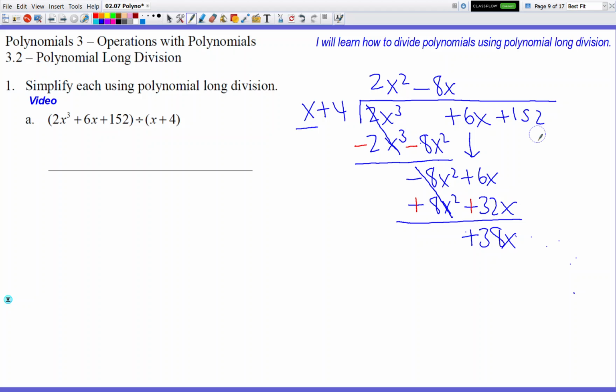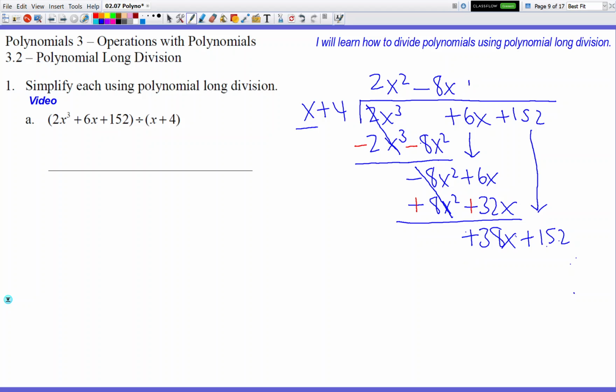So now let's start round 3. Round 3 starts with dropping down the positive 152, and then I start this process all over again. So now I have a different focus. In round 1, my focus was create 2x cubed. In round 2, my focus was create negative 8x squared. In round 3, my focus is going to be turn x into 38x. And how does that happen? Well, I got to give them a 38. Well, I got to give them a positive 38, actually.